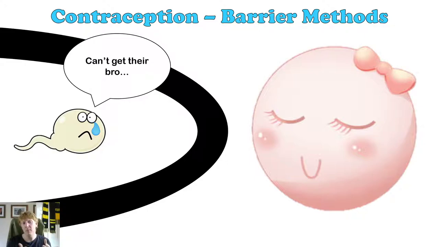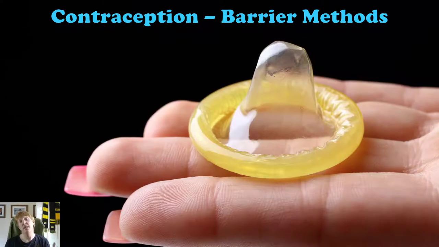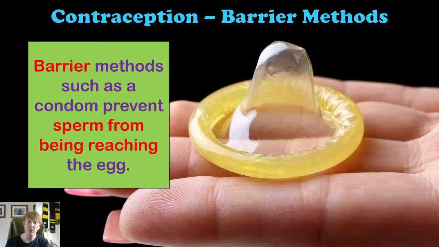And so this barrier method acts as a physical barrier to stop the sperm reaching the egg, and therefore you can't get pregnant, okay? And the most common example of this is condoms. So barrier methods such as a condom prevent the sperm from reaching an egg. This is probably the most commonly used barrier method that you'll see. Benefits of condom as well is that it does also help protect against STIs or sexually transmitted infections. It's not perfect, but it does. Probably one of the biggest problems is people sometimes or often make mistakes putting them on, which means they're not necessarily as effective as they could be.